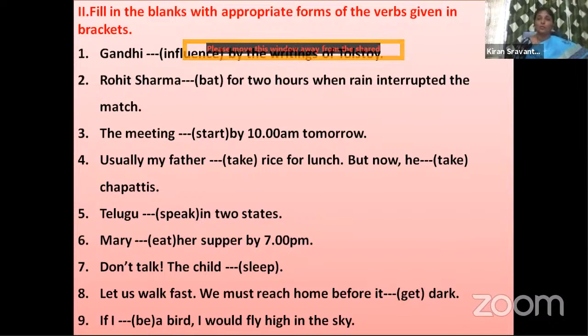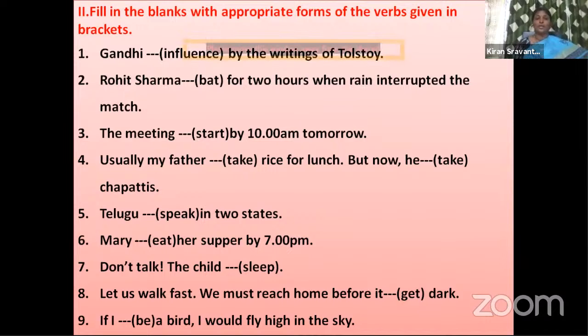So where did we learn now? So now, that adverb we come across in present continuous tense. But now, then again the subject is he, third person singular. So as the subject is the third person singular, which be form do we take? Is or am or are? Is. So but now he is. And how to write present continuous form? Is or am or are plus V4, present participle, V1 plus ing. But now he is taking chapatis. So once again, let us look at the sentence. Usually, my father takes rice for lunch, but now he is taking chapatis.